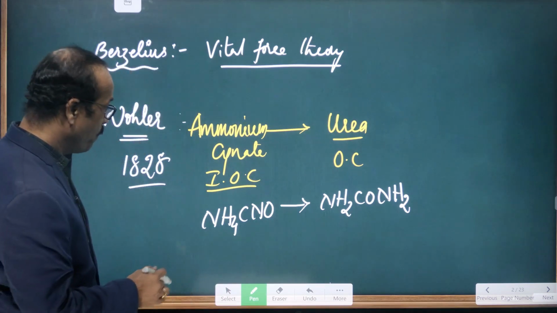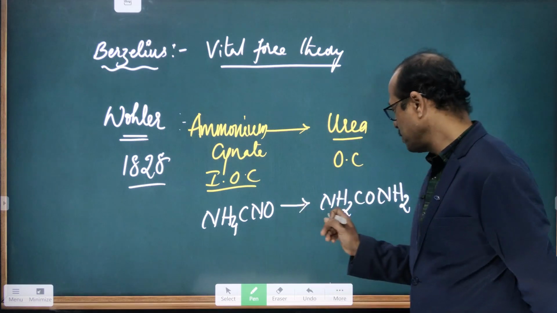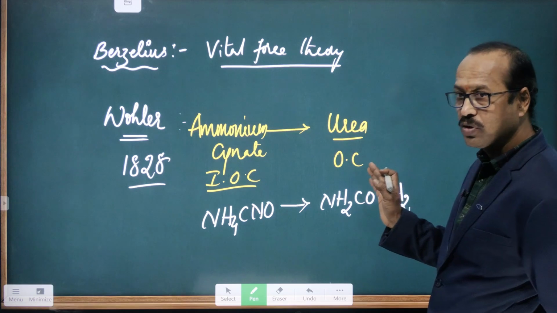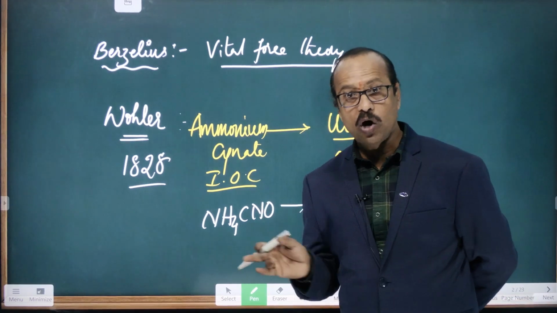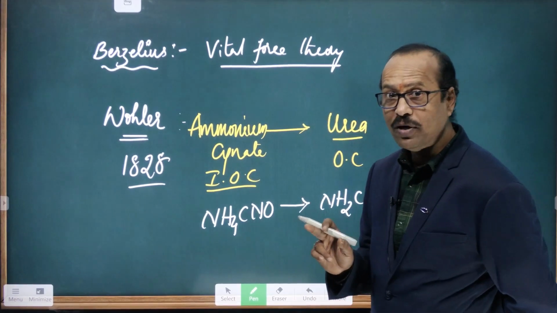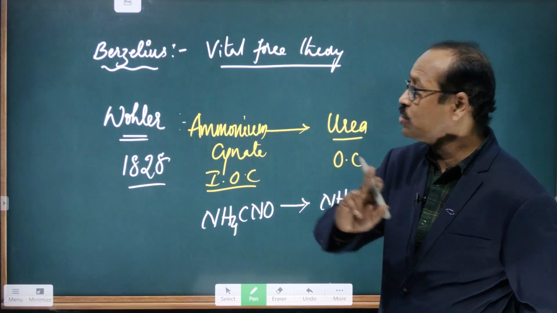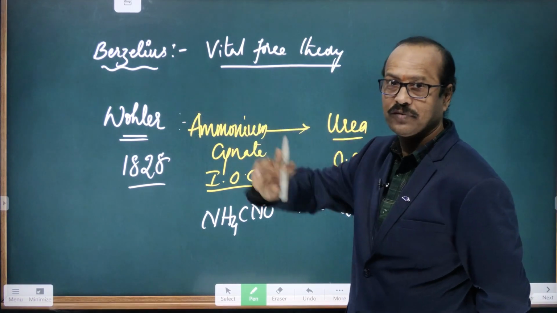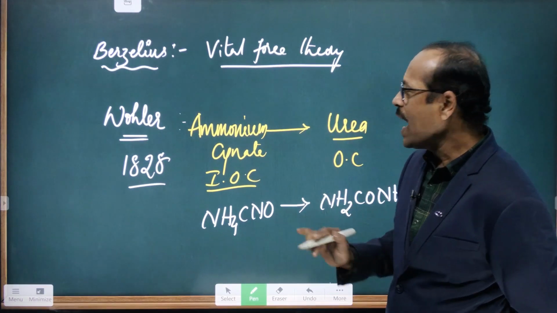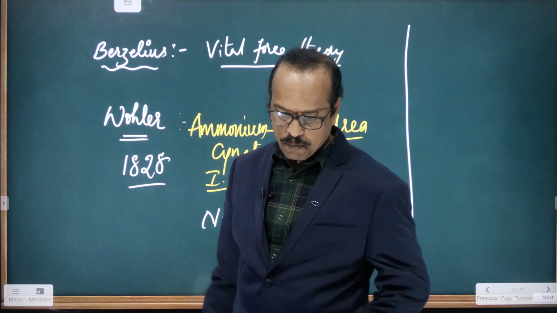So by heating ammonium cyanide in the laboratory, he prepared urea, which is an organic compound, and he proved to the world that organic compounds also can be prepared artificially, that is in the laboratories. Is this clear to you? So Wöhler was the first scientist to disprove the Berzelius theory. Is this clear? Any doubt? And later, so many other compounds were prepared.